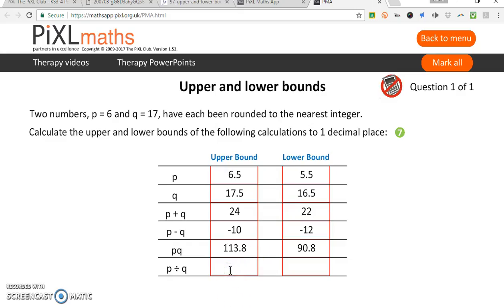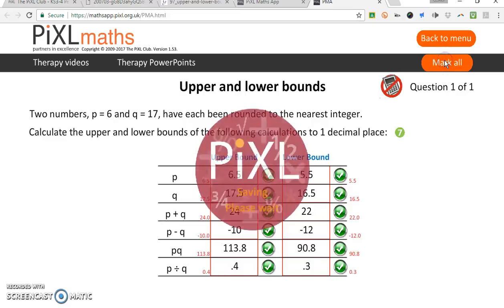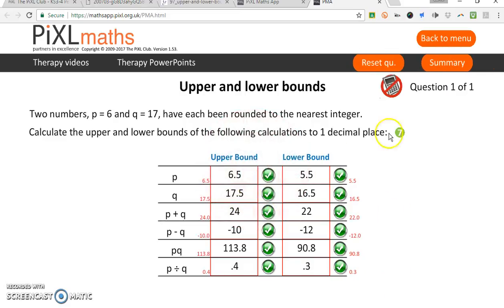So when I do that, I take 6.5 divided by 16.5, which gives me an answer of 0.39 repeating. So 0.4, and then we're going to do 5.5 divided by 17.5, and that gives me an answer of 0.3. So let's go ahead and mark these, and look at that, we're geniuses, we got them all correct.